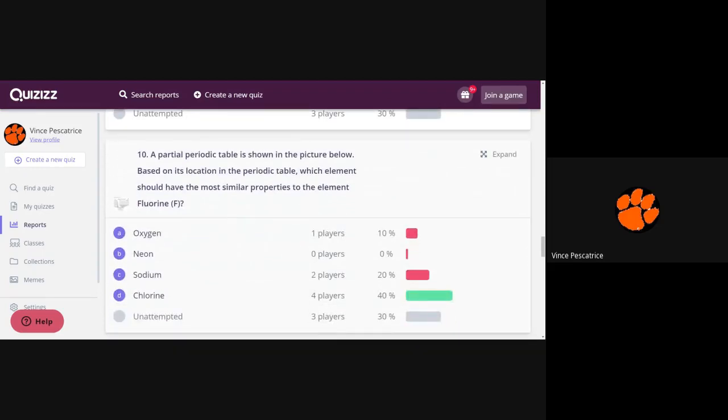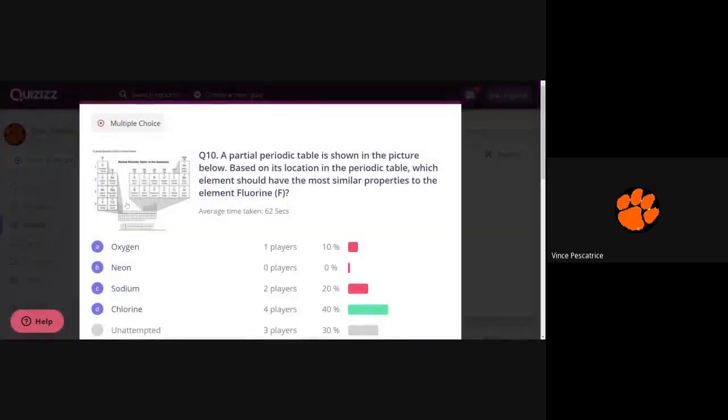On this periodic table, which element should have similar properties to fluorine? Fluorine is in column 17 right here. Elements in the same column are called the same family. This family is called the halogens. They're the most reactive elements on the periodic table. They're very dangerous and they can be poisonous. Any element in the same column is going to behave like other elements in that column. Chlorine is right below fluorine.